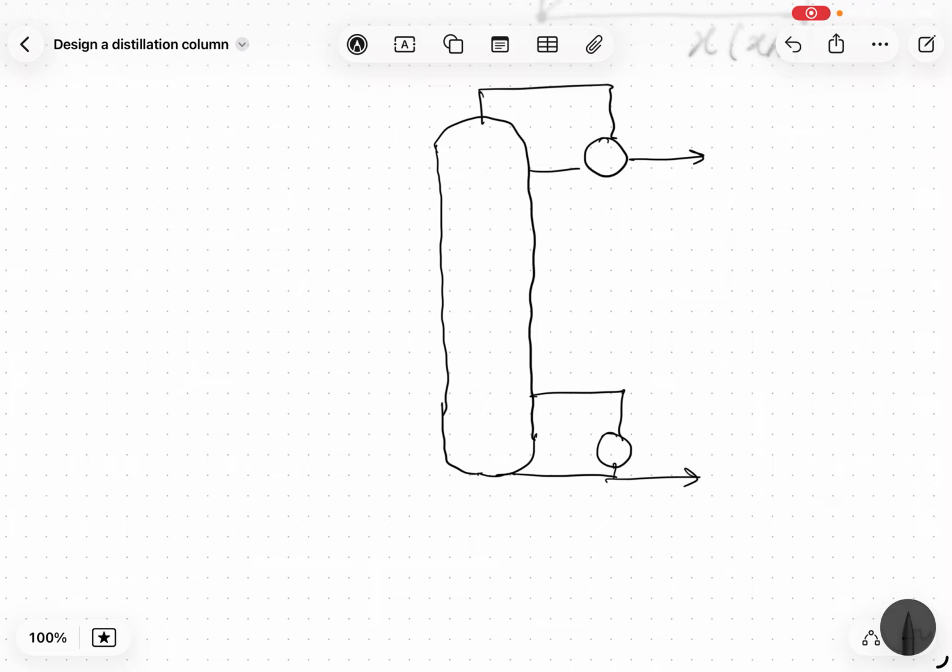Now if you see a distillation column, here I am taking the heat out, and this is my distillate. Let's say this is my feed flow rate F, and this is my bottoms product B. Here I have the mole fraction of A in the distillate. Here is the mole fraction of A in the bottom product, and here is the mole fraction of A in the feed.